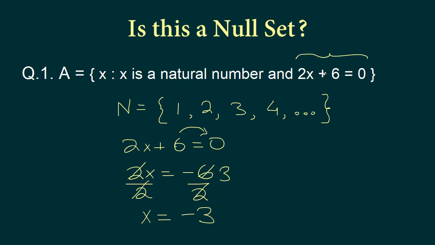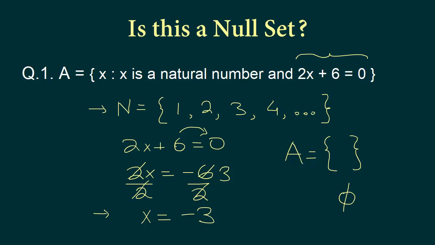So we see that the value of x is minus 3, but x has to be a natural number, and these are natural numbers. So negative numbers are not natural numbers. So we say that our set A actually has no elements, right? Because x has to satisfy this and x has to satisfy this. But there are no common values that satisfy both conditions, and hence we have a null set. It does not contain any elements.